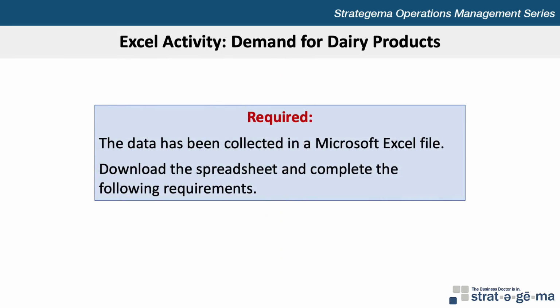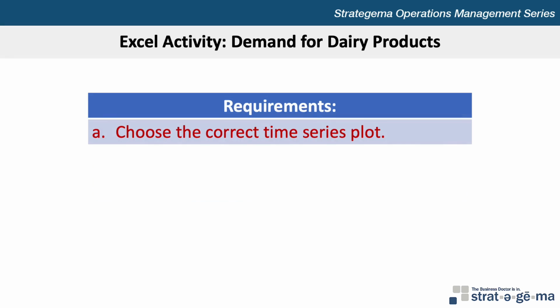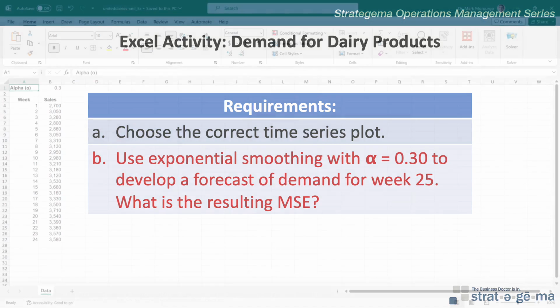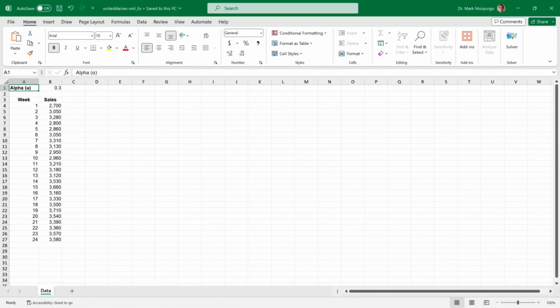The data has been collected in a Microsoft Excel file. So download the spreadsheet and complete the following requirements. Requirement A asks us to choose the correct time series plot, and requirement B directs us to use exponential smoothing with an alpha of 0.3 to develop a forecast of demand for week 25 and determine the resulting MSE, or mean squared error. Let's open up our downloaded Excel data file and complete the requirements.